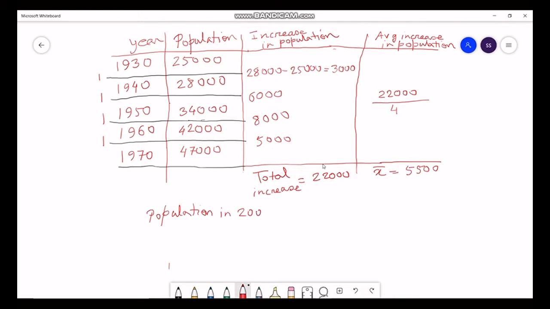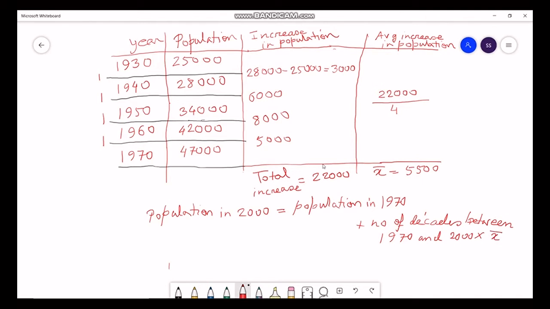Now to calculate the population or to forecast the population in 2000, we need to perform this particular calculation, that is population in 1970 plus number of intervals, rather I should say it as number of decades between 1970 and 2000 multiplied by X bar, that is the average increase in population.